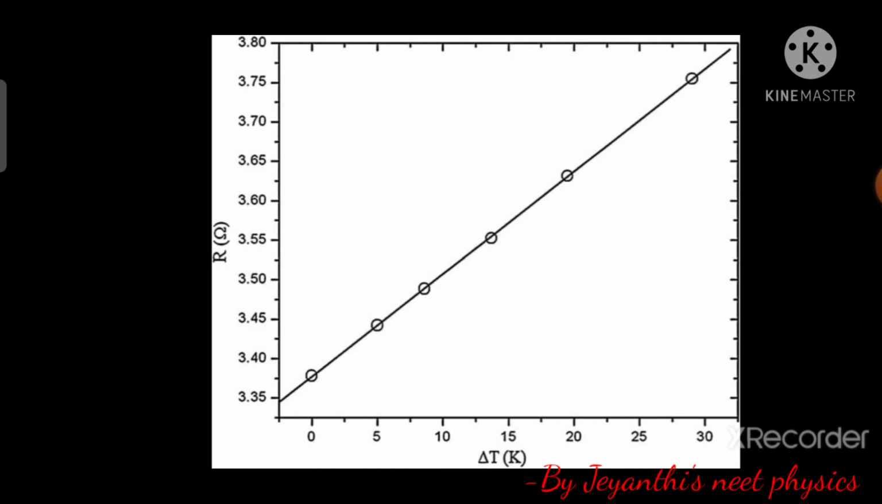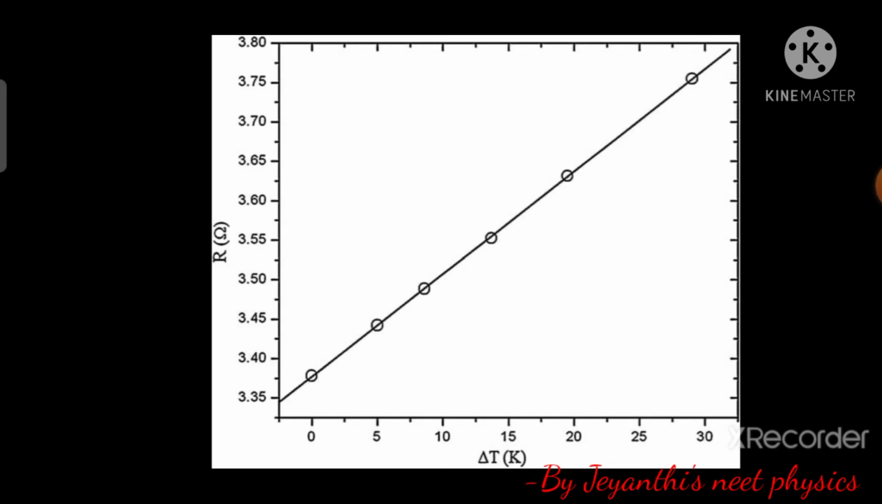Similarly for semiconductors, the value of alpha is negative. So why is it negative? When temperature increases, the resistance decreases. So a material with negative alpha value is called a thermistor. A semiconductor with a negative temperature coefficient of resistance is called a thermistor.